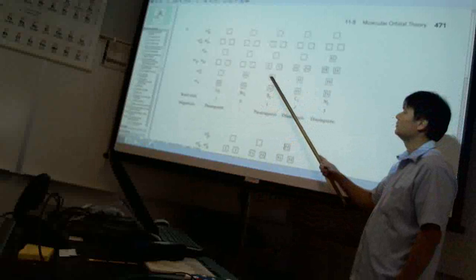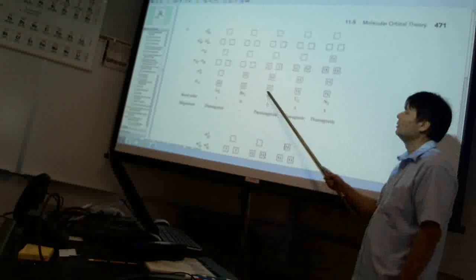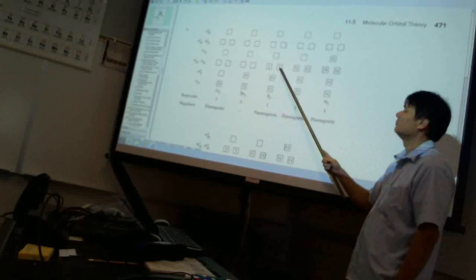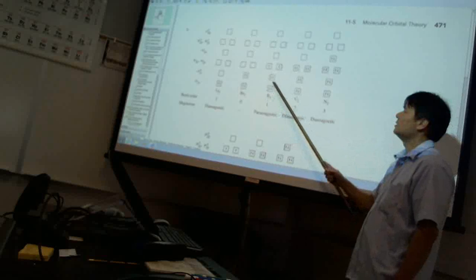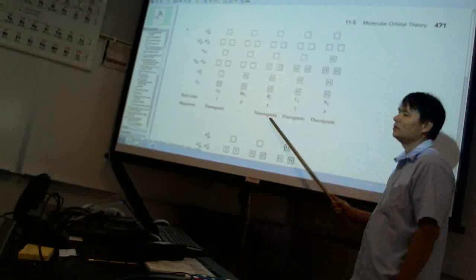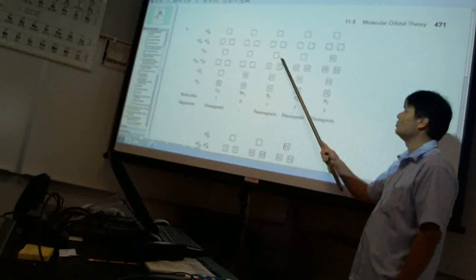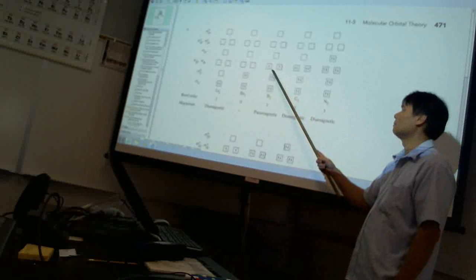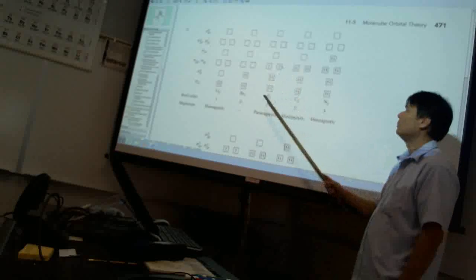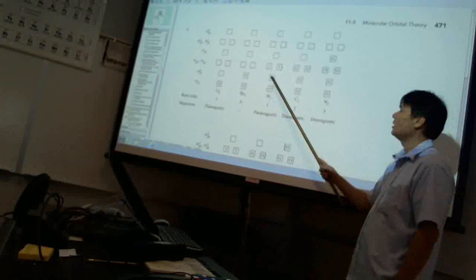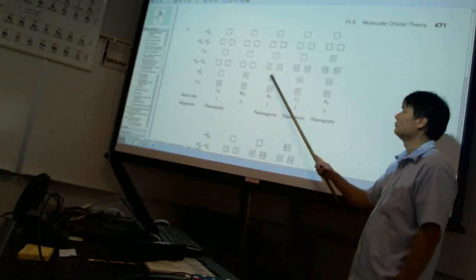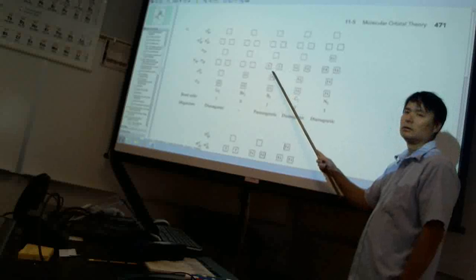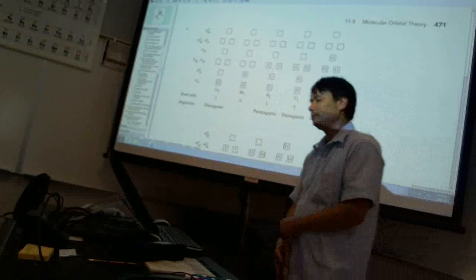B2 has 6 total, 3 from each boron. And so we fill it: 2, 4, 5, 6. This is paramagnetic. If we use the other diagram for it, with the sigma 2p below here, would it still be paramagnetic? No, it would be diamagnetic. And so that makes a difference here. And the bond order is, well, we got one antibonding and one bonding, these cancel. That leaves us with 2 electrons in the bonding, which is a single bond, a bond order of 1.